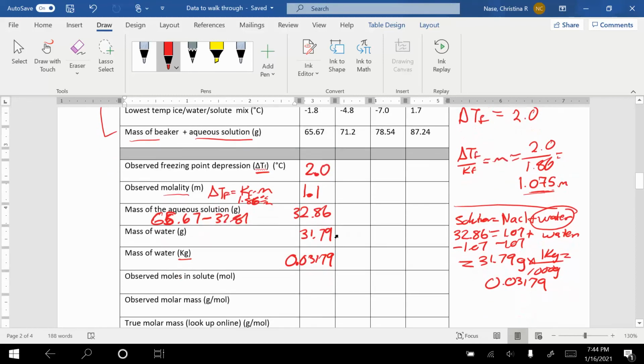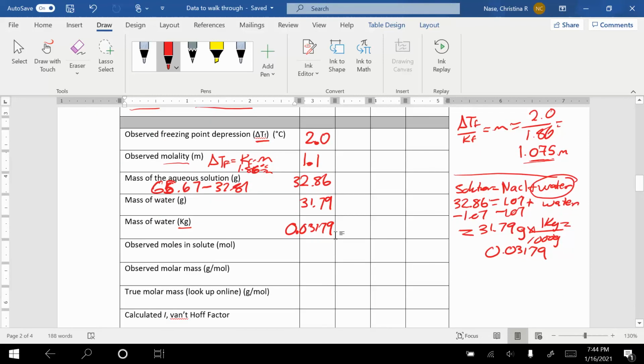Okay. Observed moles in my solute. So how do we find the moles? If I go back to what I remember about molality, molality is moles of solute, that's what I'm looking for, over the kilograms of the solvent. I just figured out kilograms of solvent, and I know the molality because I found that up on top. So if I just multiply the molality times the kilograms, I should end up with the moles.